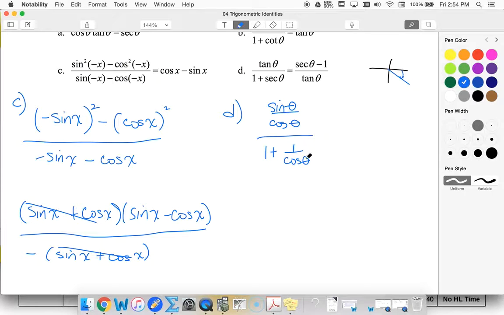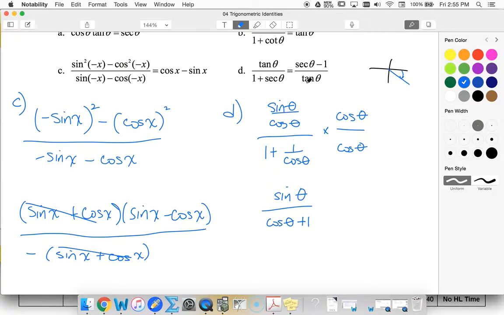And I'm going to multiply top and bottom by cos theta. And that's because I'm going to cancel out denominators in both the top and bottom, which is nice. So I'll be left with sine theta over cos theta plus 1. Well, I can see that somehow I want to end up with a denominator of tan theta, and I want to end up with secant theta minus 1 on the top.